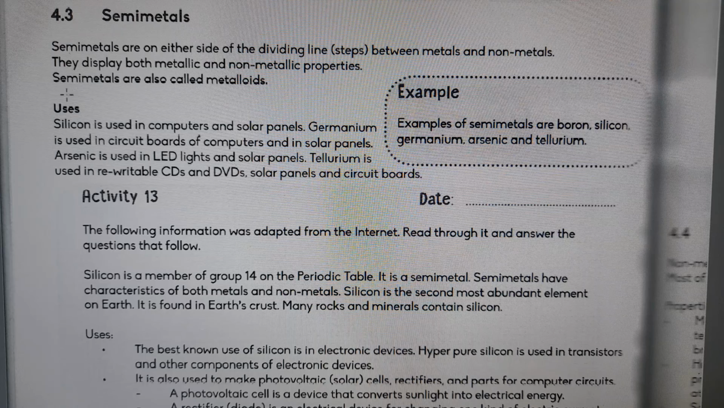What are the uses of semi-metals? For example, silicon is used in computers and solar panels. Germanium is used in circuit boards of computers and in solar panels. Arsenic is used in LED lights and solar panels. Tellurium is used in rewritable CDs and DVDs, solar panels, and circuit boards. Examples of semi-metals are boron, silicon, germanium, arsenic, and tellurium.